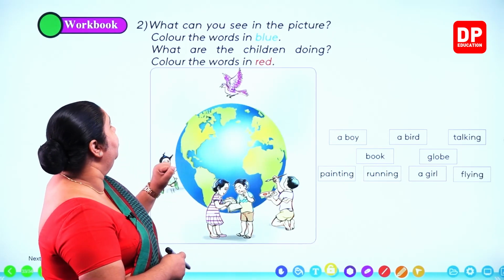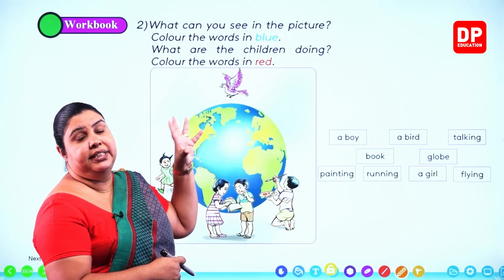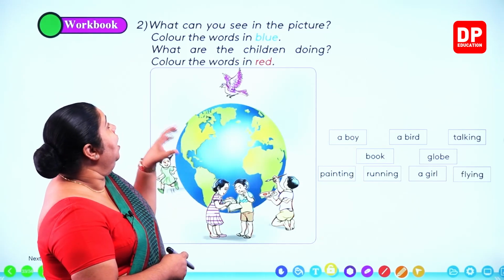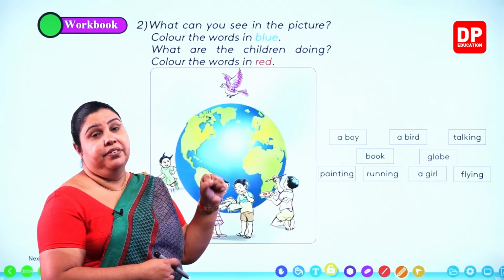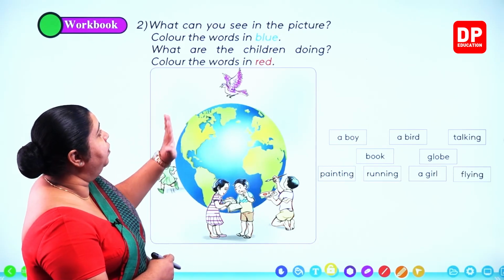Then what are you going to do? Color the words in blue. What are the children doing? Color the words in red. Right. First of all, what can you see in the picture?